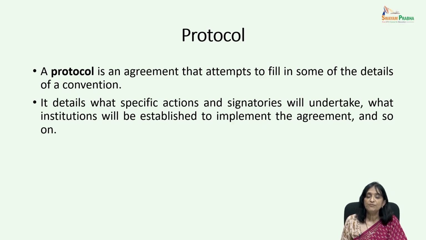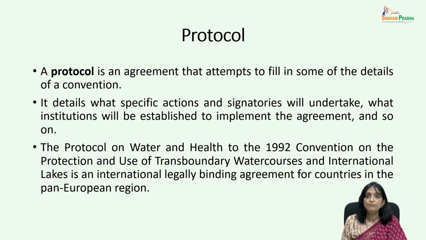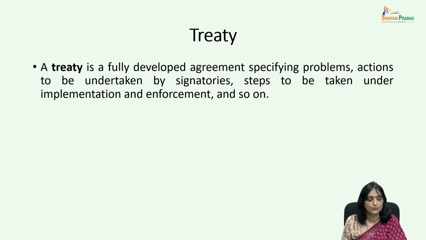So wherein in a convention only the defining was done and the objectives were laid down, how these objectives will be met, what actions will be taken, and what institutions will be established are talked about in the protocol. For example, the Protocol on Water and Health to the 1992 Convention on the Protection and Use of Transboundary Watercourses and International Lakes, an internationally legally binding agreement for countries in the Pan-European region. So, the European region countries have taken a protocol on water and health in 1992 from the convention.